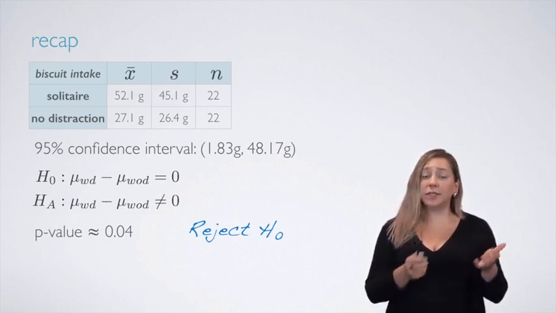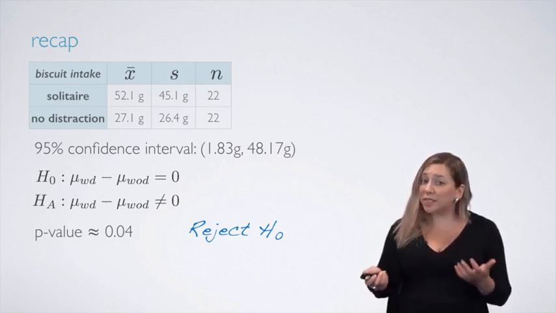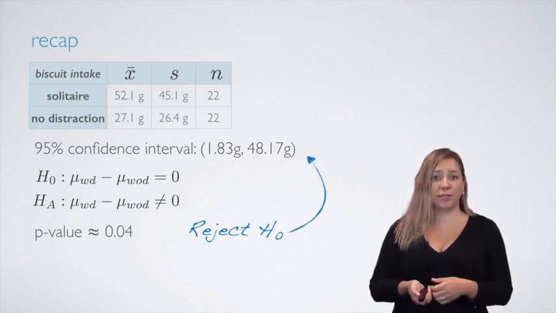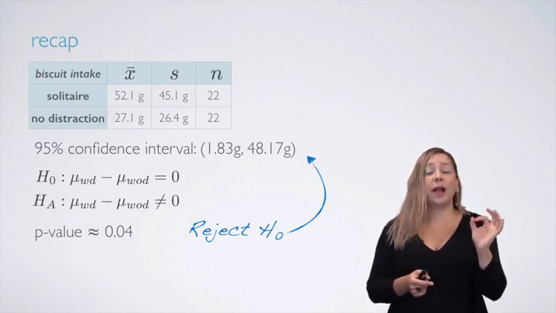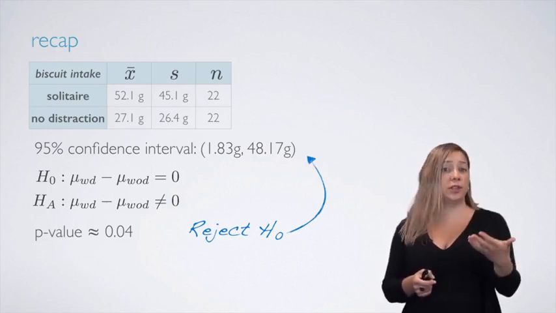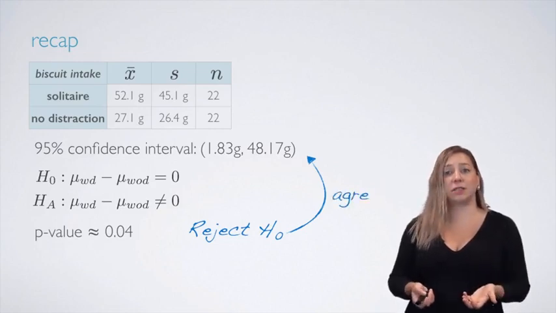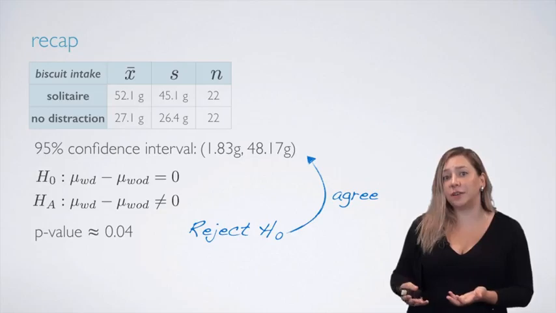And do the results of the confidence interval and the hypothesis test agree? We use similar methods, so they really should. We rejected the null hypothesis that set the difference between the two means equal to 0, and therefore this null value should not be included in our confidence interval, and indeed it's not. Therefore, the results from the hypothesis test and the confidence interval do agree.